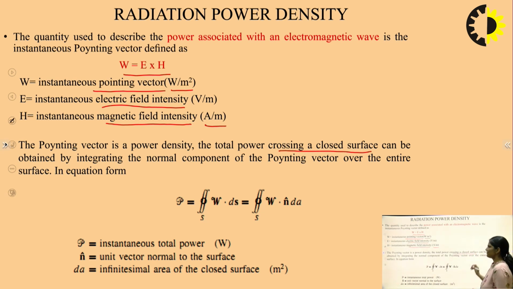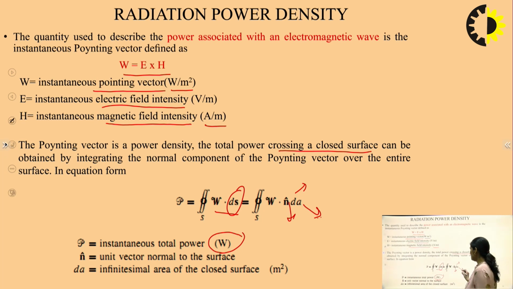So the Poynting vector is the power density, and you have to calculate the total power crossing a closed surface. You can calculate the power as the closed integral of W dot ds. You can write ds in the form of the unit vector n times dA. So P is the instantaneous total power, in watts, n is the unit vector normal to the surface, and dA is the infinitesimal area of the closed surface, its units are meter square.